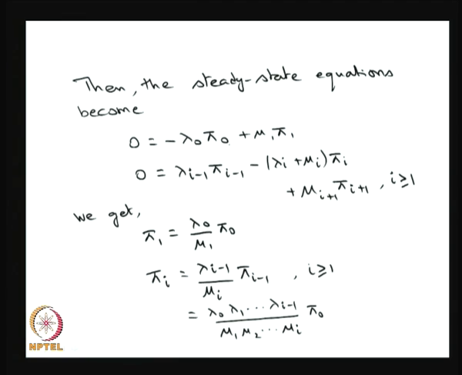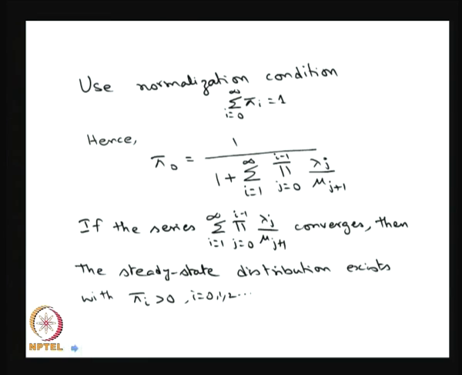Therefore, the first equation is minus lambda_0 times pi_0 plus mu_1 times pi_1, and every other equation has 3 terms. This is a homogeneous system, and you need one normalizing condition. From this homogeneous equation I can get pi_i's recursively in terms of pi_0. From the first equation I can get pi_1 in terms of pi_0, and from the second equation I can get pi_2 in terms of pi_1, and hence in terms of pi_0. Therefore, recursively I can get pi_i's in terms of pi_0 for all i greater than or equal to 1. Now, I can use the normalizing condition, summation of pi_i is equal to 1.